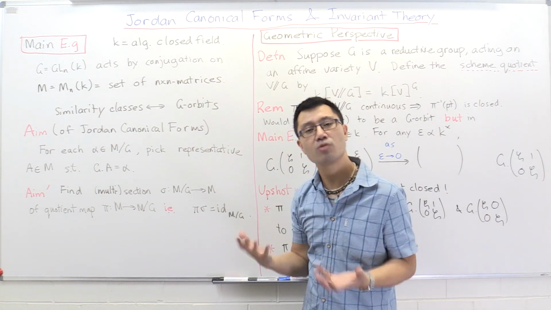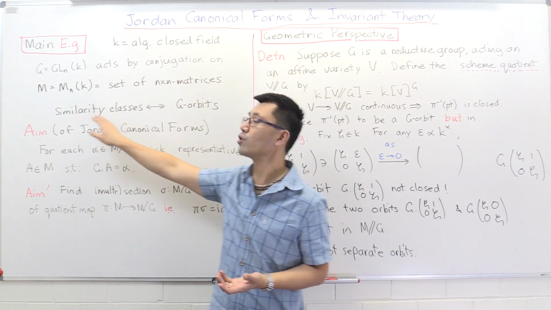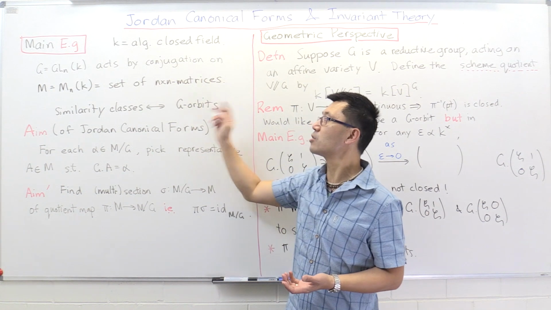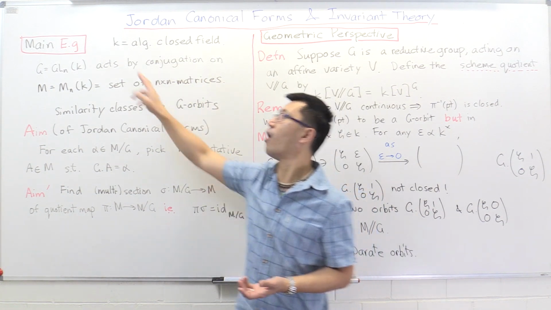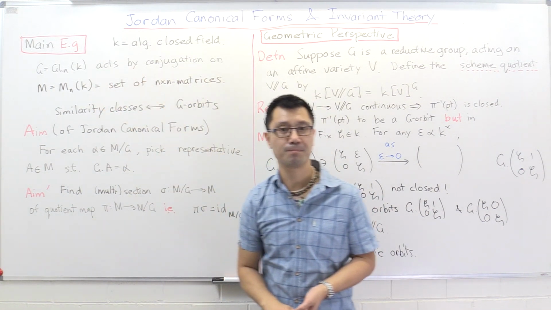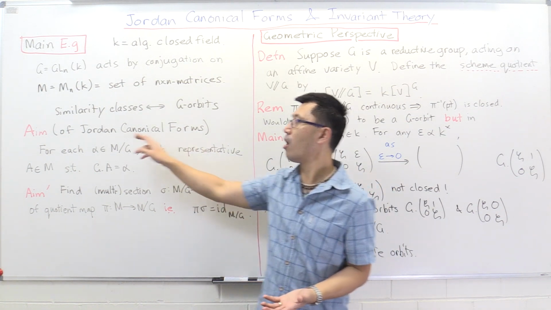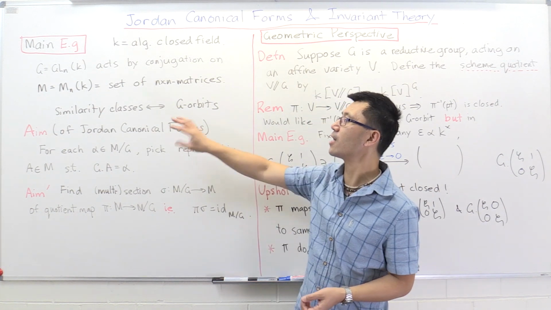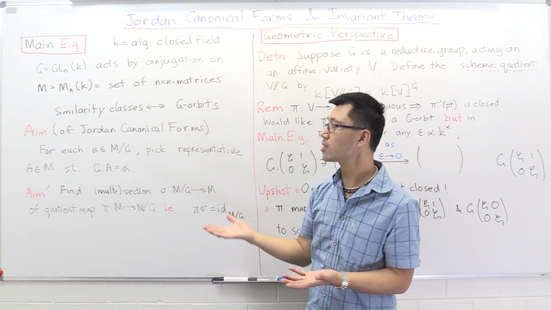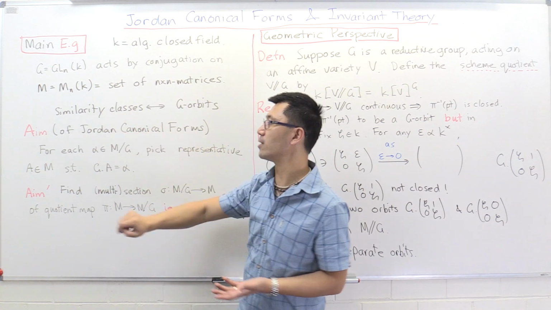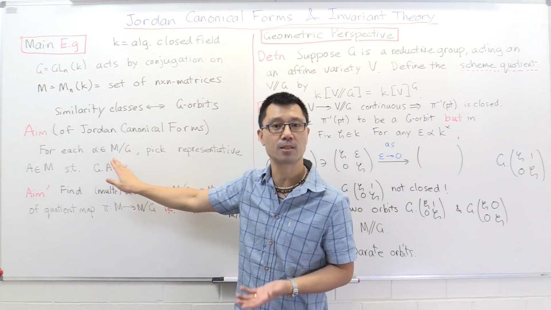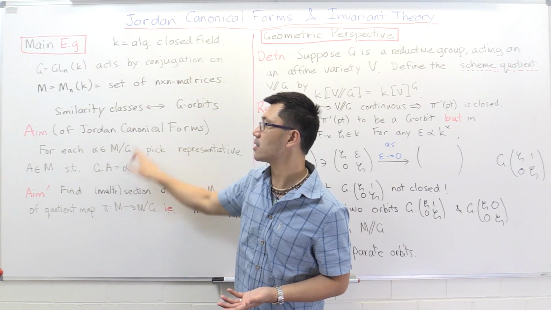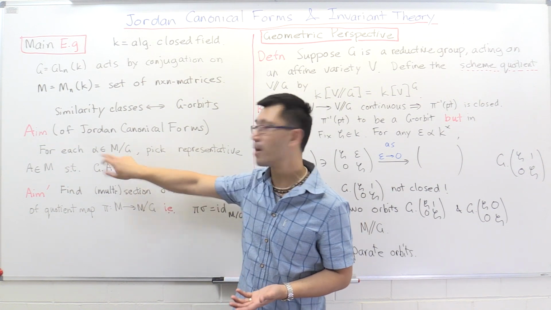What you're interested in with Jordan canonical forms are of course similarity classes. And by definition, we've set this up so that these are precisely the G orbits of this action of G on M. So what's the point of Jordan canonical forms? What's the aim of that? Basically the idea is as follows. You start with a matrix, and then you look at its similarity class. So really it's the similarity class that's important. So you pick some alpha inside this M mod G. Remember, this is the set of G orbits, this is the quotient space.